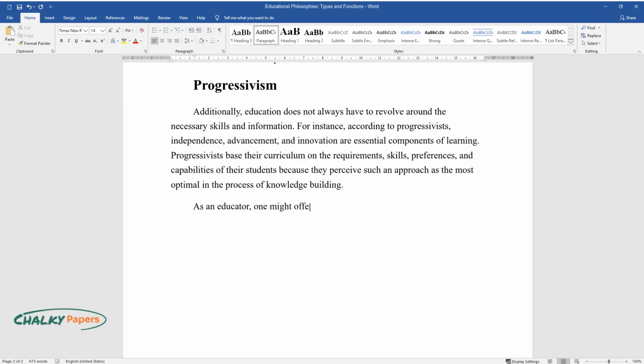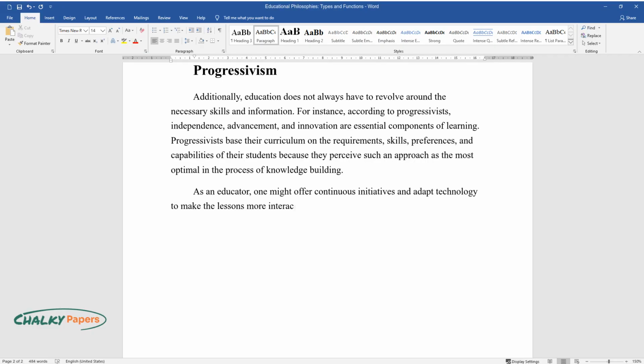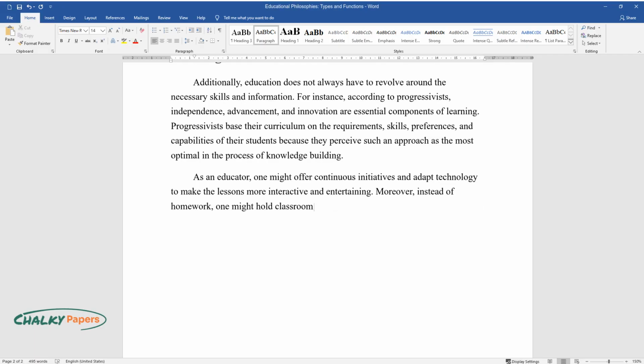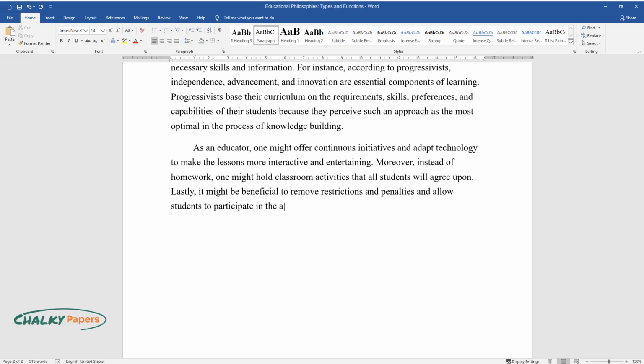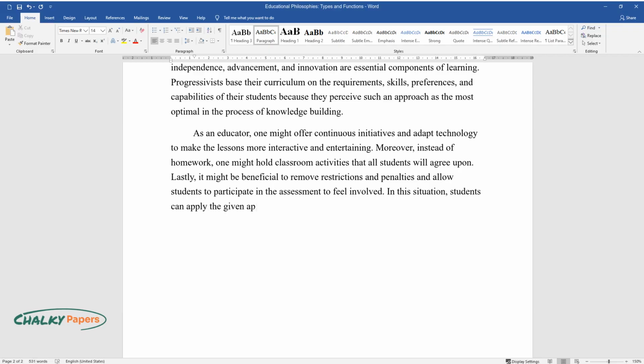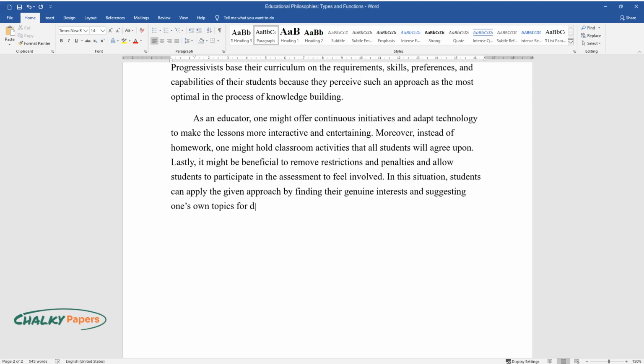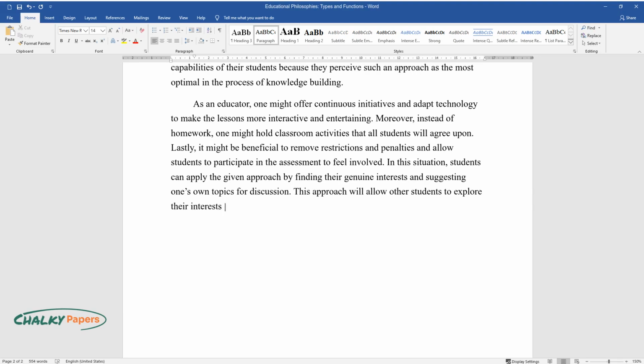As an educator, one might offer continuous initiatives and adapt technology to make the lessons more interactive and entertaining. Moreover, instead of homework, one might hold classroom activities that all students will agree upon. Lastly, it might be beneficial to remove restrictions and penalties and allow students to participate in the assessment to feel involved. In this situation, students can apply the given approach by finding their genuine interests and suggesting one's own topics for discussion. This approach will allow other students to explore their interests as well.